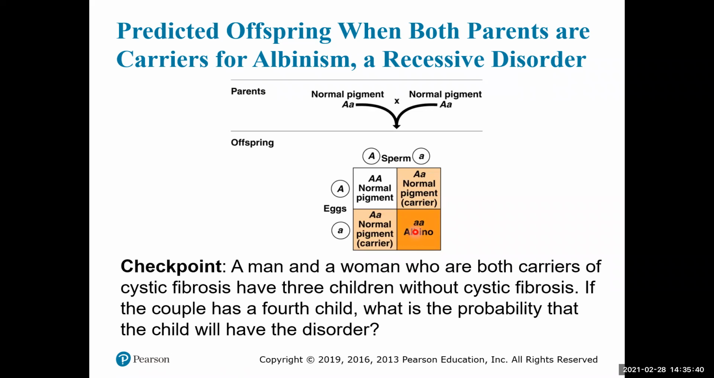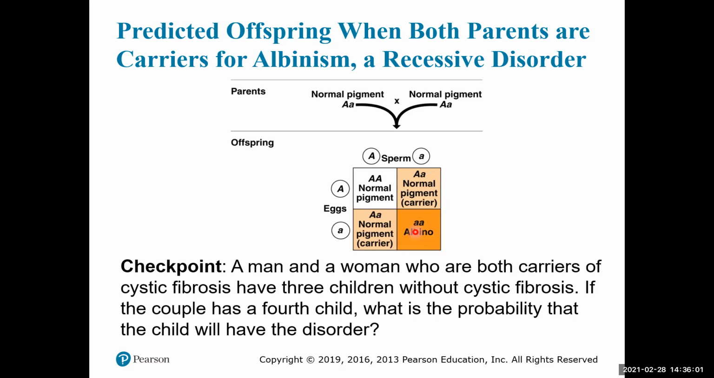All right, so the probability is actually still 25% for that 4th child to have the disorder. Now, just because you have 3 children without it, it does not affect the percentage of the next child having it. Every time it's a 1 in 4 chance that your child will have it.